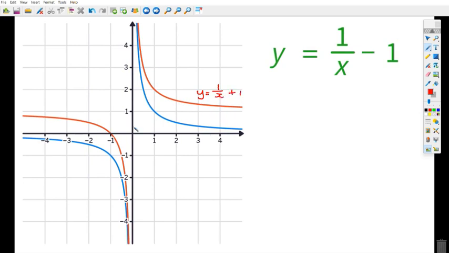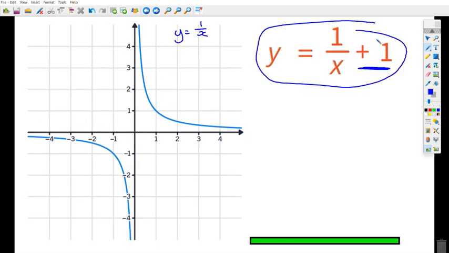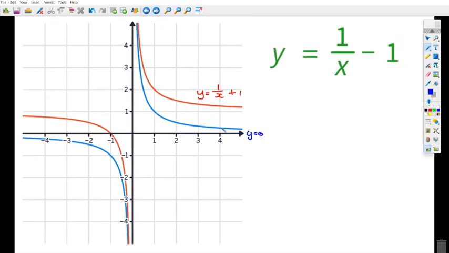Can you see now that my horizontal asymptote, if you look at the blue graph, is here, which is y equals 0? But if I add 1, I'm going to go up 1, so my horizontal asymptote is going up by 1, so it's going to intersect where y is 1. Now y is equal to 1. Can you see that? Notice that whatever I'm adding here is whatever my asymptote is called. Just notice that for now.